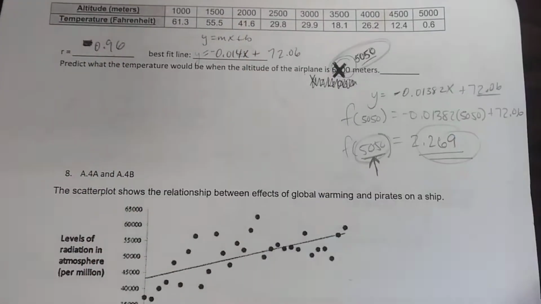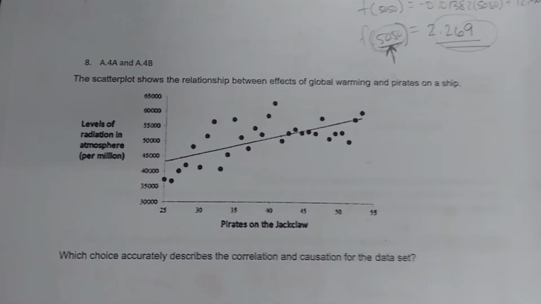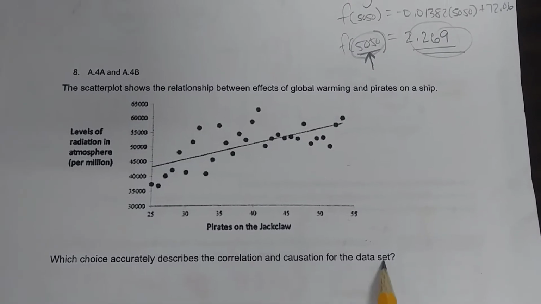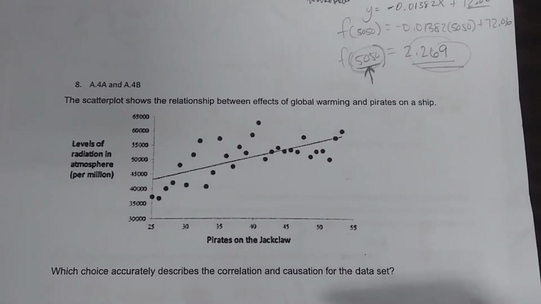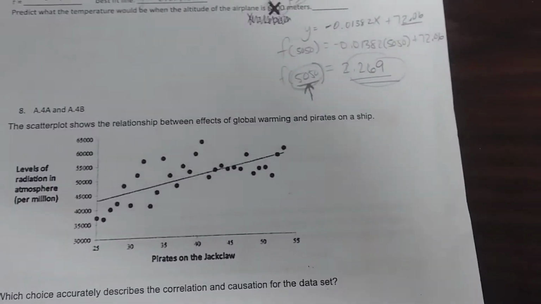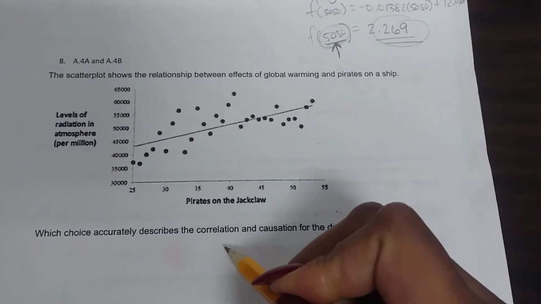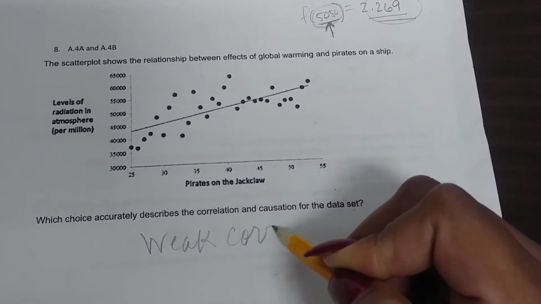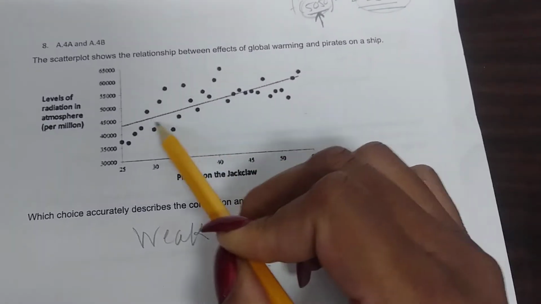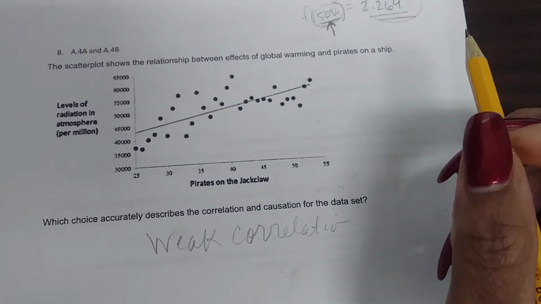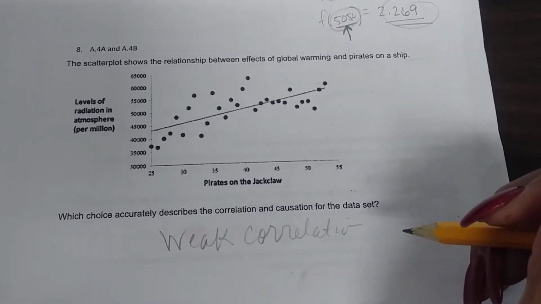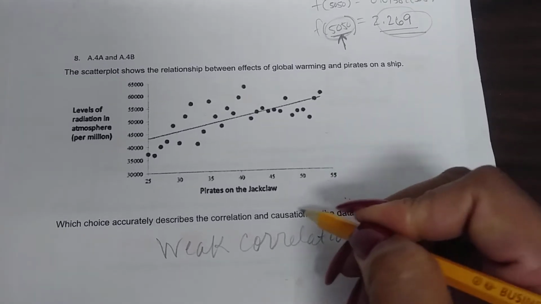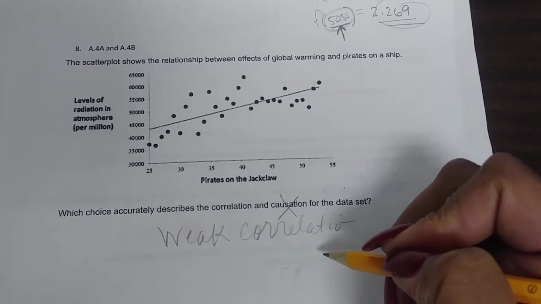Okay, let's do number 8. Now, I have taken the answer choices away. So this has to be a weak correlation. And I know that because the points are not close to the line. But it says causation. Is that accurate? No, it's not.